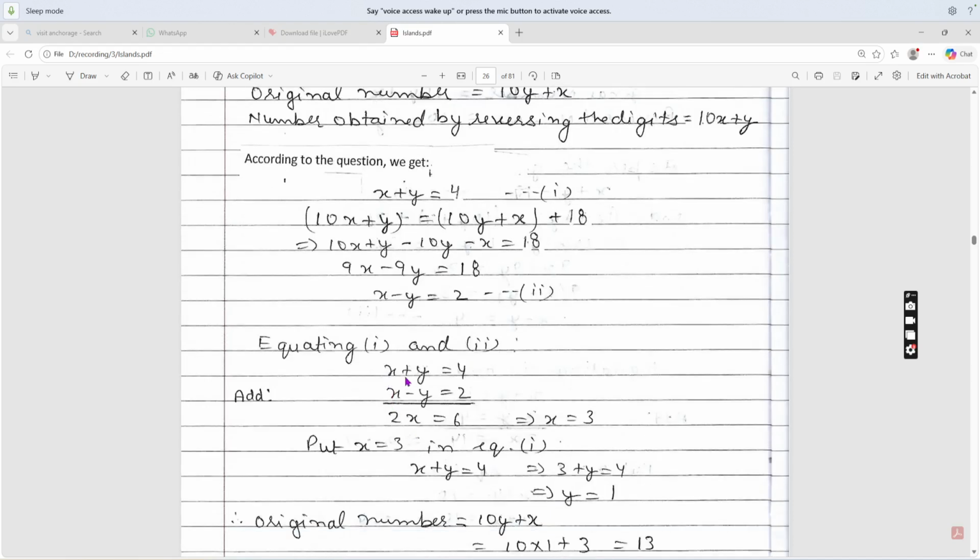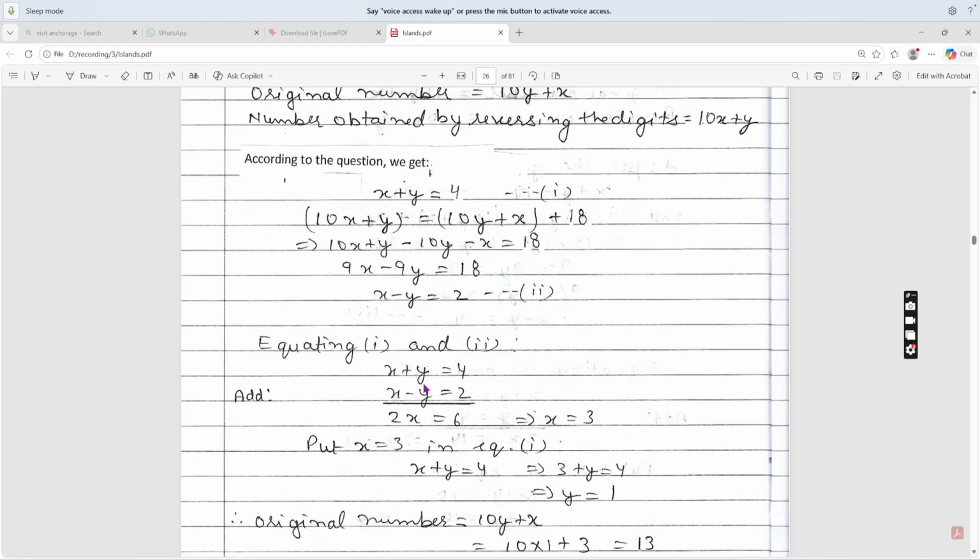Just see, we are going to equate x plus y is equal to 4, x minus y is equal to 2. Now we are going to add them because the coefficients of y in both these equations are the same in magnitude, 1 and 1, but with opposite signs. So when they have opposite signs, we are going to add these equations.